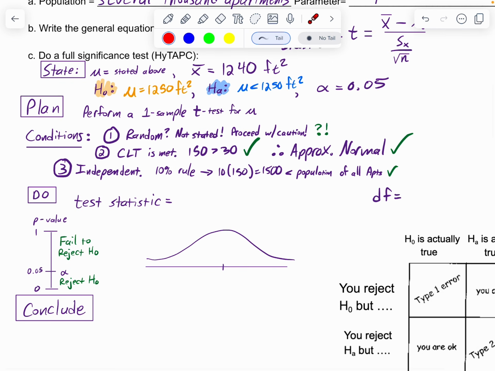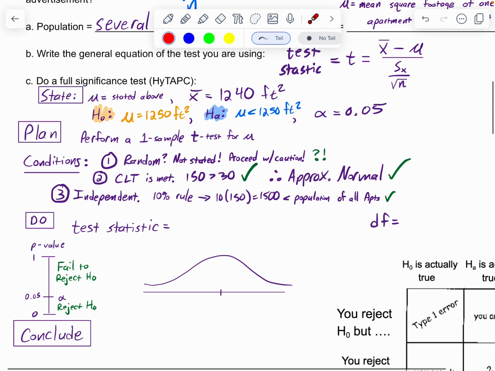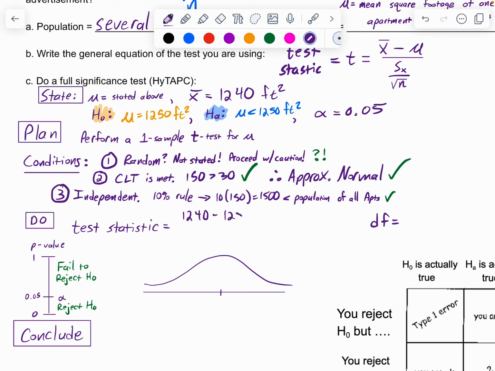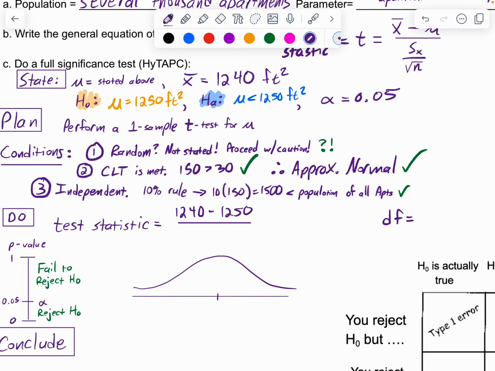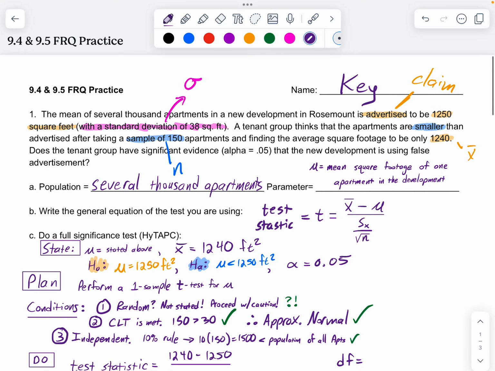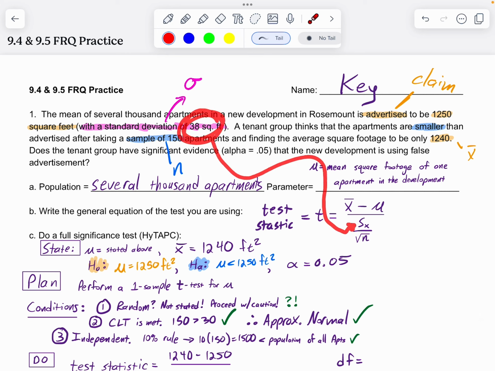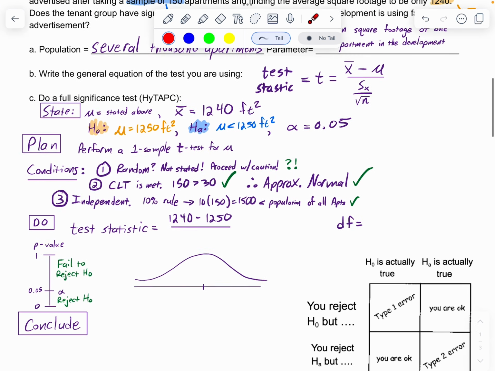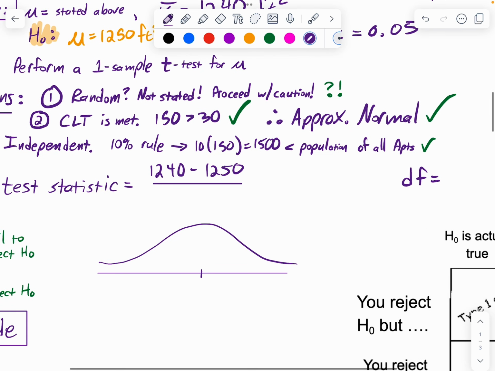Let's do the work now. Our test statistic using this formula, let's put the pieces together, would be 1240 minus 1250 divided by this. What did they give me? The standard deviation I'm using is 38. That's what I'm using for right there. 38 divided by the square root of the sample size.